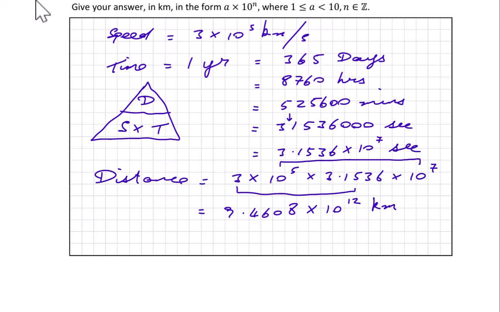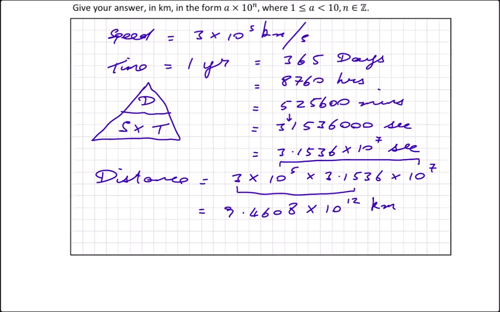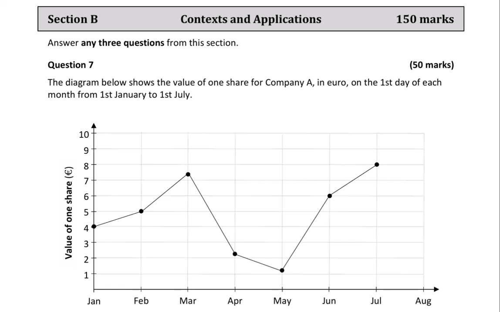kilometers here. Okay, and that's it for question 6. Okay, so this is question 7. The diagram below shows the value of one share for company A in euro on the first day of each month from the 1st of January to the 1st of July.